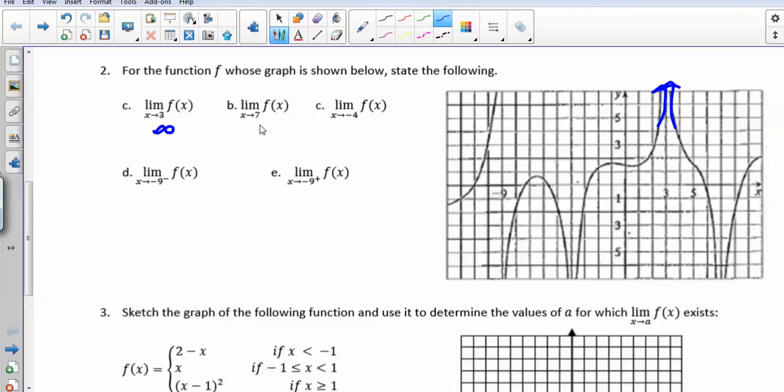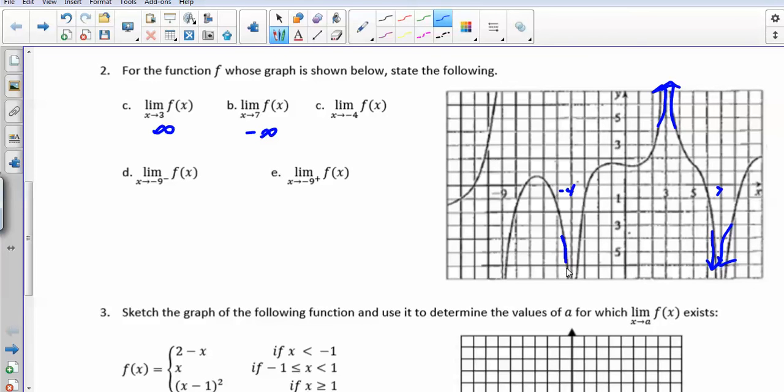The limit as x approaches 7. So 5, 6, here's 7. As x approaches 7 from the left, we seem to be going to negative infinity. And as x approaches 7 from the right, we seem to be going to negative infinity, so this answer would be negative infinity. The limit as x approaches -4, let's see, 1, 2, 3, -4.